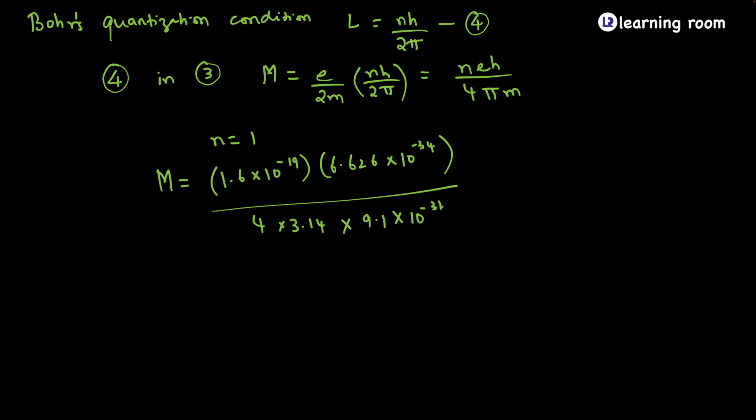So everything is in terms of SI units. When you substitute all these values, you will get a constant value. It will be 9.24 into 10 power minus 24 ampere meter square, which is called Bohr's magneton. So first copy it till this step.